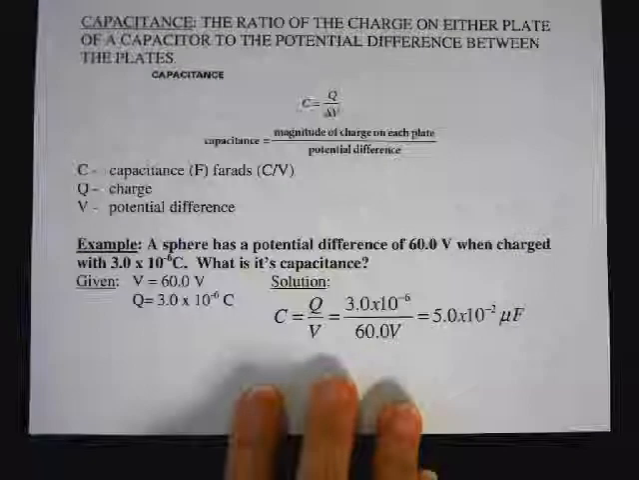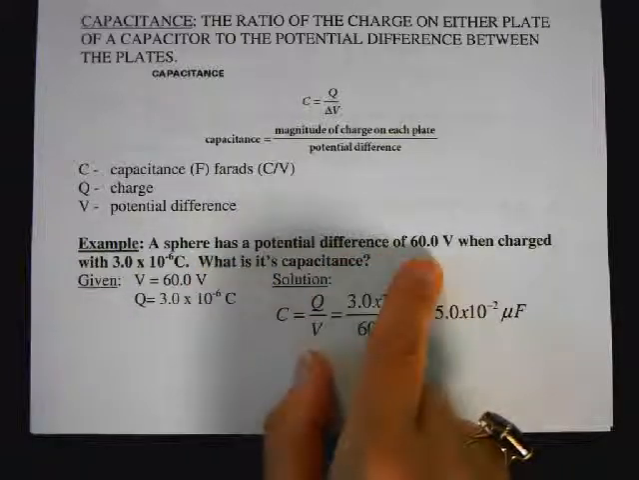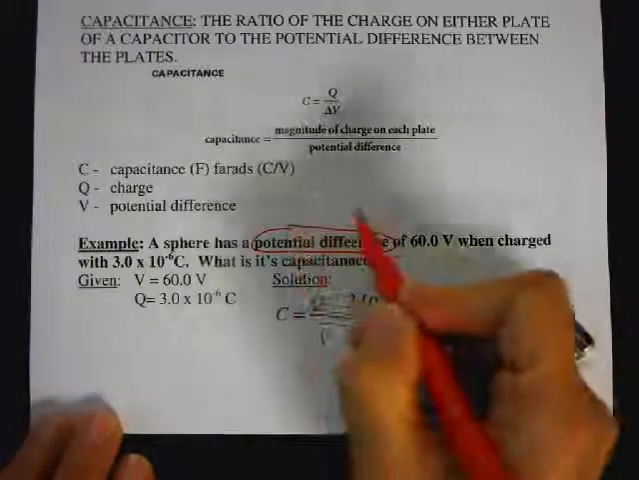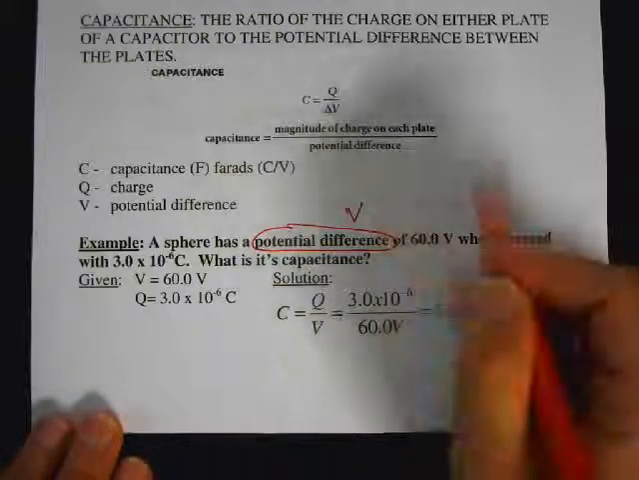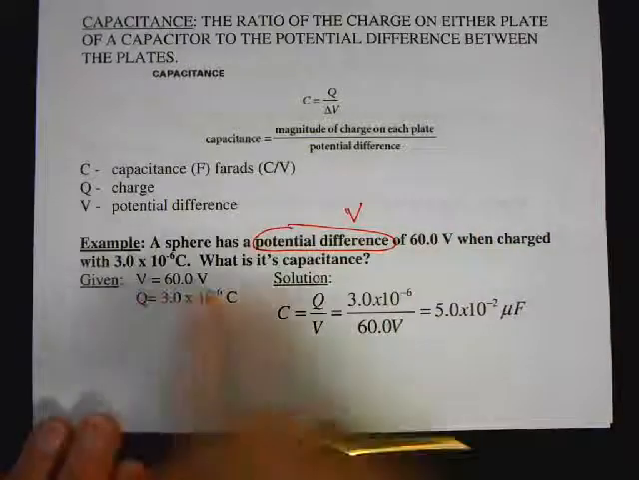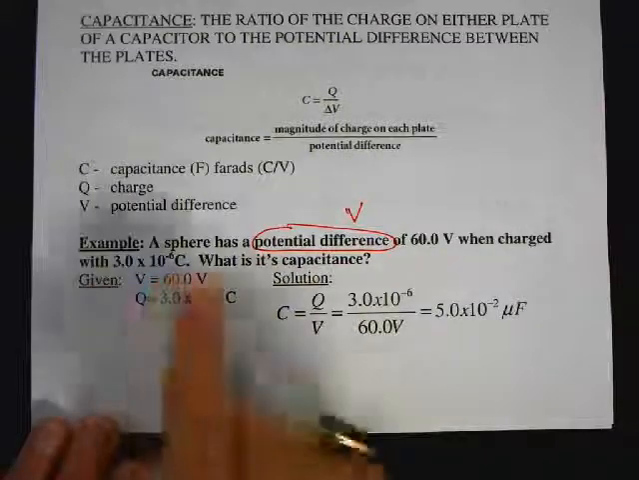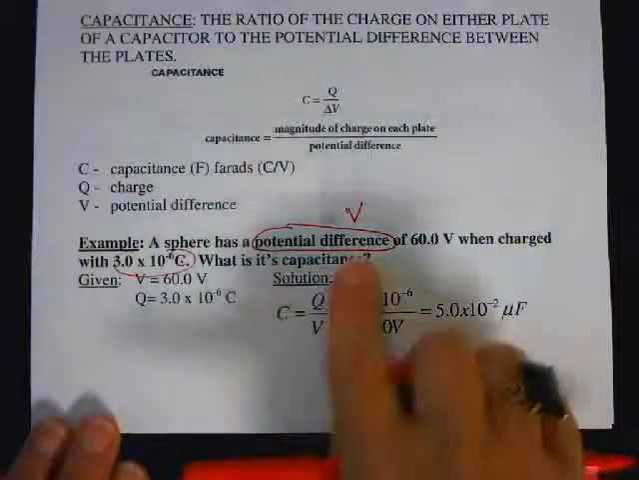And here's an example. It says a sphere has a potential difference of 60 volts. So again, potential difference, the symbol is V, and the unit is voltage. So I'm going to put that in my given. When charged with 3.0 times 10 to the negative 6 coulombs, I know that's charge because it's measured in coulombs. What is its capacitance?